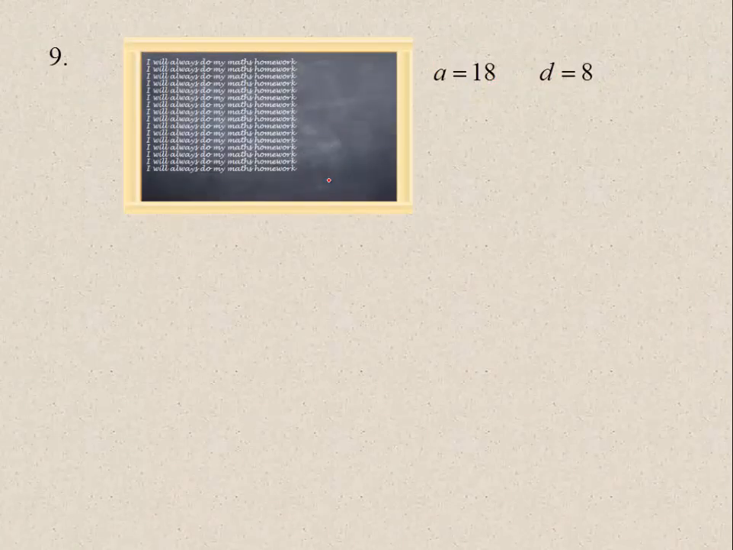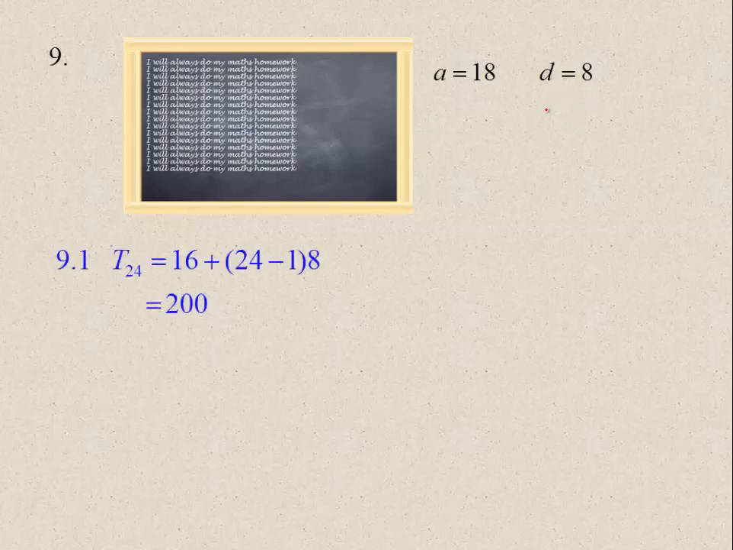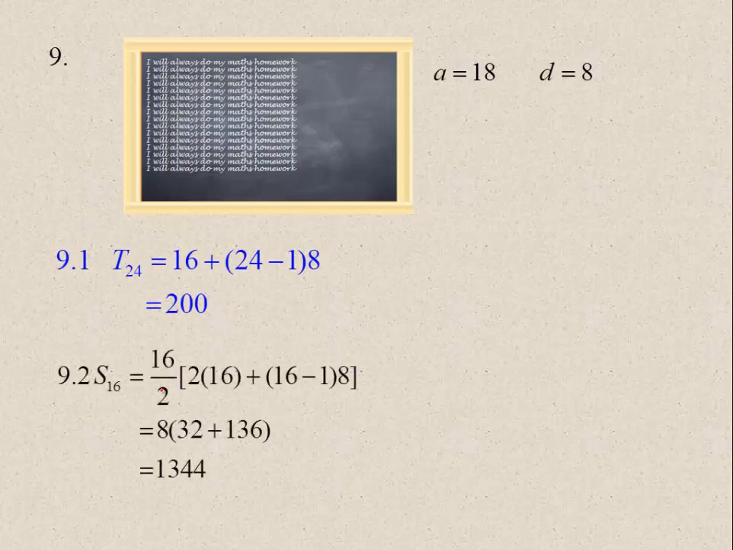Right, number 9. I will always do my maths homework. Ensure that you do. A is equal to 18. The common difference is equal to 8 because it's asking to write it 8 times more, right? T24, simple. S16, simple.